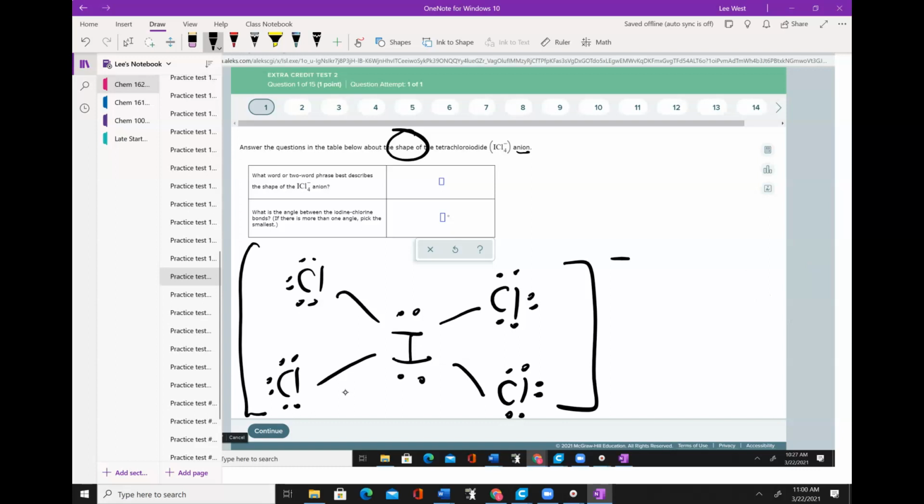Alright, so now I've got to read really carefully whenever they're asking about the shape. Do they mean the electron group geometry, which they're normally pretty clear about, and that would be the arrangement of all 6 things that are around the iodine, or do they want the shape? Now the shape and the electron group geometry are the same when you don't have any lone pairs, but they're different when you have lone pairs. And it's pretty clear here. It says what word or 2-word phrase describes the shape of the ICl4 minus anion.